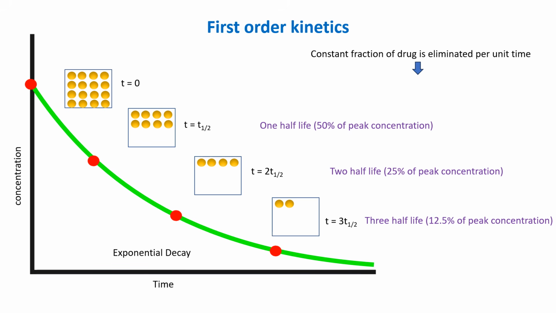But why does this first order elimination happen? The first order elimination occurs when the drug concentration is low and the metabolic enzymes or elimination pathways like liver and kidneys are not fully saturated. The rate of elimination is proportional to the drug concentration because the system can process more drugs as the concentration increases. For example, doubling the drug concentration doubles the elimination rate, or halving the concentration halves the elimination rate, as given in the graph.